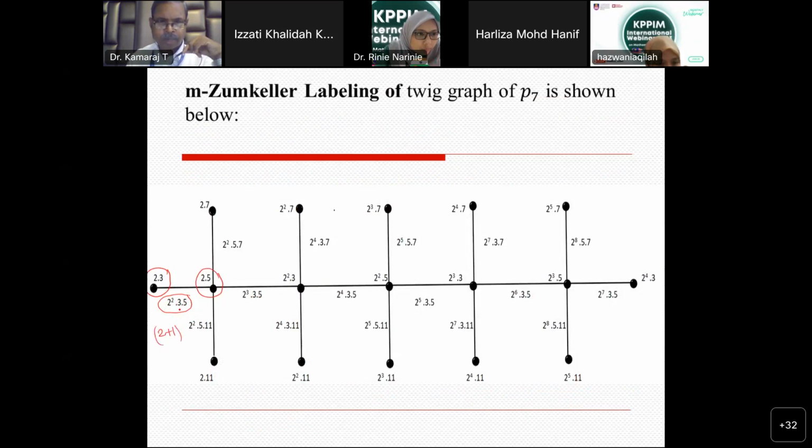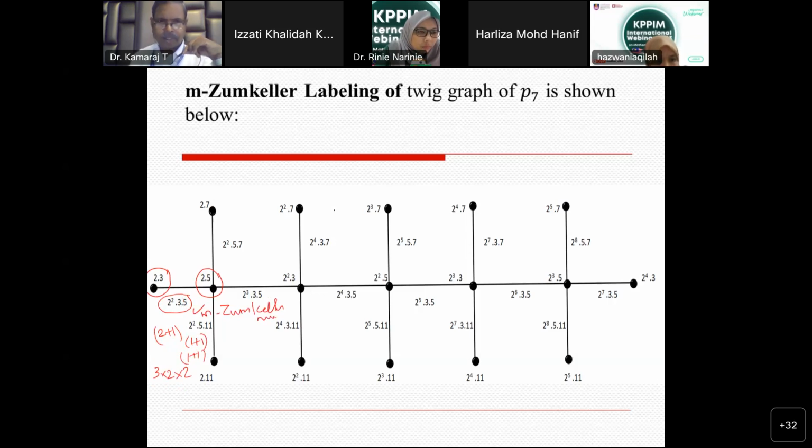What is the next prime number? 3. 3's power is what? 1. Add one: 1 plus 1. What is the next prime number? 5. 5's power is 1. So add one. So what's the answer? 2 plus 1, 3. 1 plus 1, 2. 1 plus 1, 2. Is this number divisible by 4? Then yes. So this is divisible by 4, which means this number is a Zumkeller number.